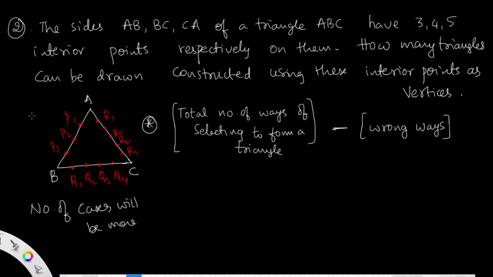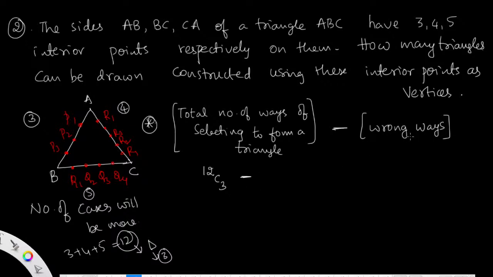Here we have 3 points, here we have 4 points, here we have 5 points. Out of 3 plus 4 plus 5, that is 12 points. To form a triangle we need 3 points, which is enough. So the selection out of 12 points is 12C3, minus the wrong ways.